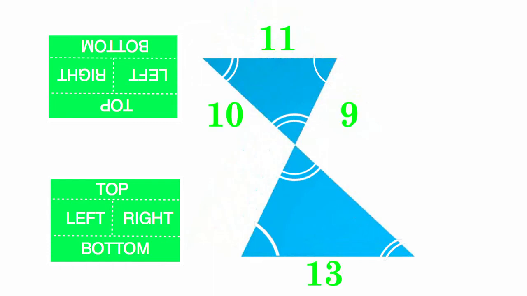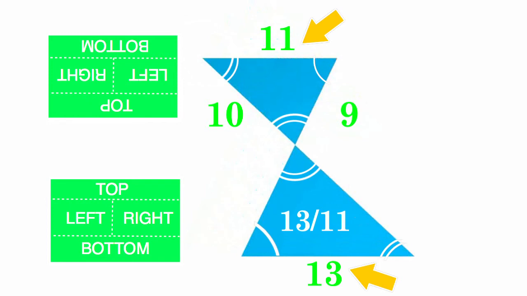So when we compare our sides, we need to take these reverses into account. So we have to compare the bottom side of our big triangle to the top side of our smaller triangle. This tells us that our big triangle is 13/11 times bigger than our smaller triangle.